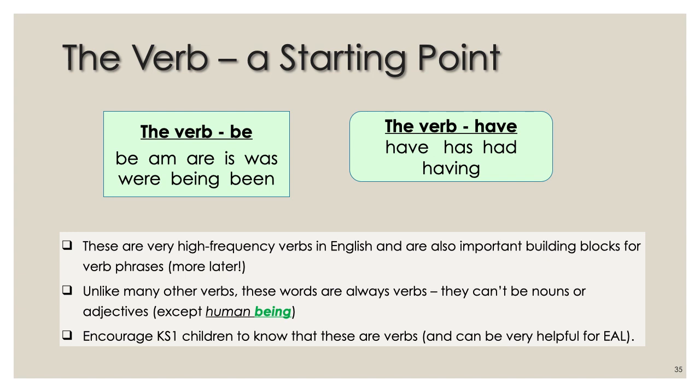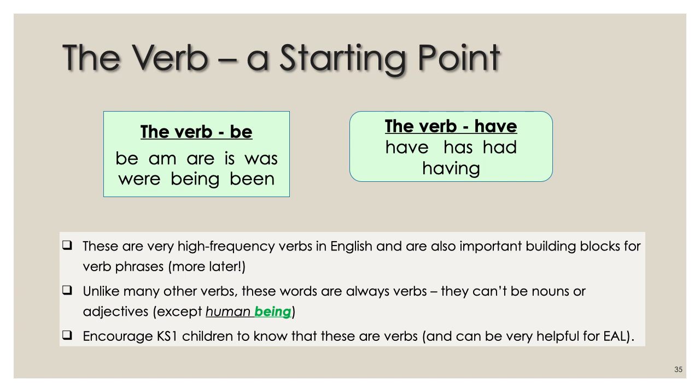So, a logical starting point for thinking about the verb, and one that gets away from that definition of a verb being a doing word, is to address understanding of the verbs be and have. They are very high frequency verbs in English, and they're important building blocks in the verb phrase, as we'll see a bit later on. And if you look at the examples here in the box, the verb be only has 8 possible forms: be, am, are, is, was, were, being and been. And the verb have only has 4: have, has, had, having.